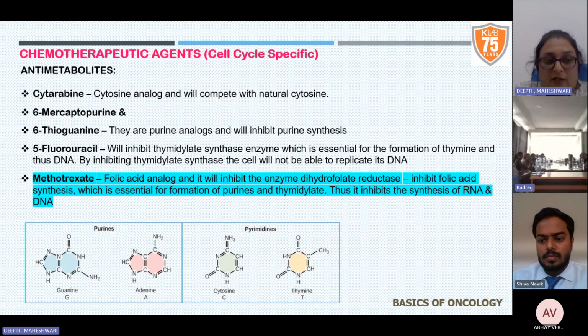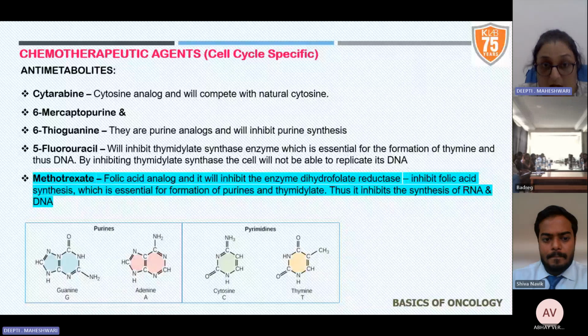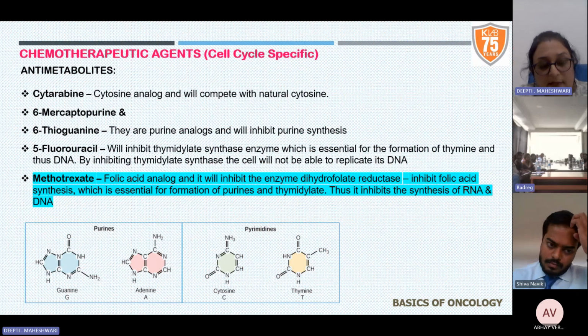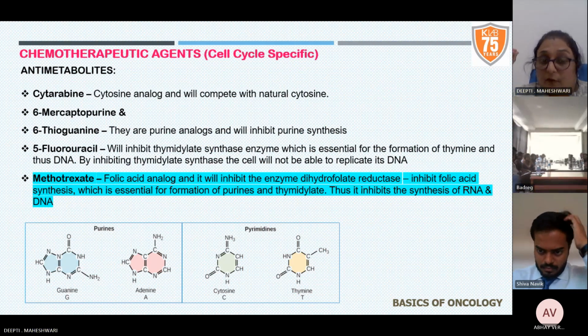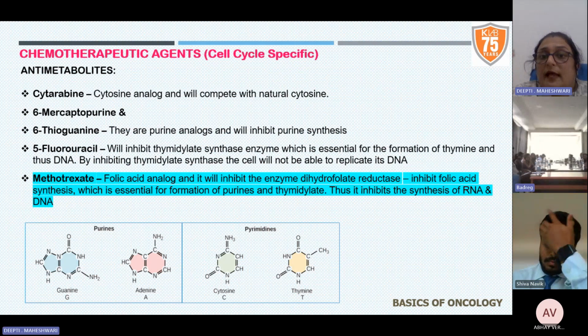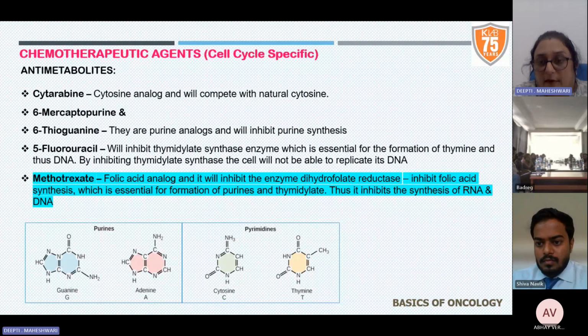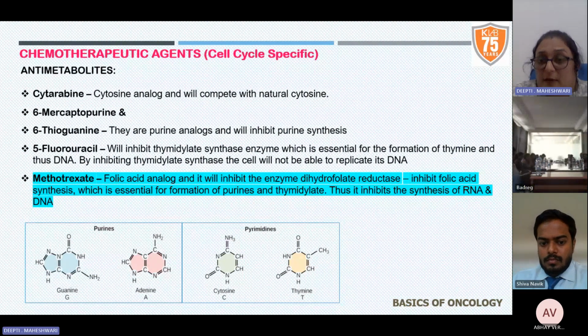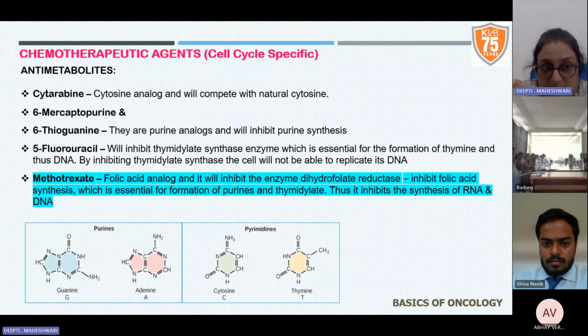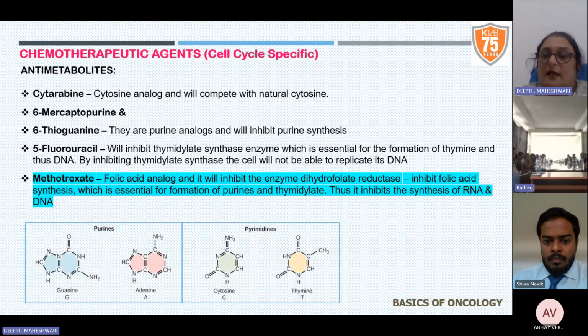So what is actually methotrexate? It is a folic acid analog because its structure is similar to folic acid, therefore it is called a folic acid analog. What it does is inhibit the enzyme dihydrofolate reductase, which inhibits the folic acid synthesis, which is essential for formation of purines and thymidylate. Thus, it inhibits the synthesis of RNA and DNA.